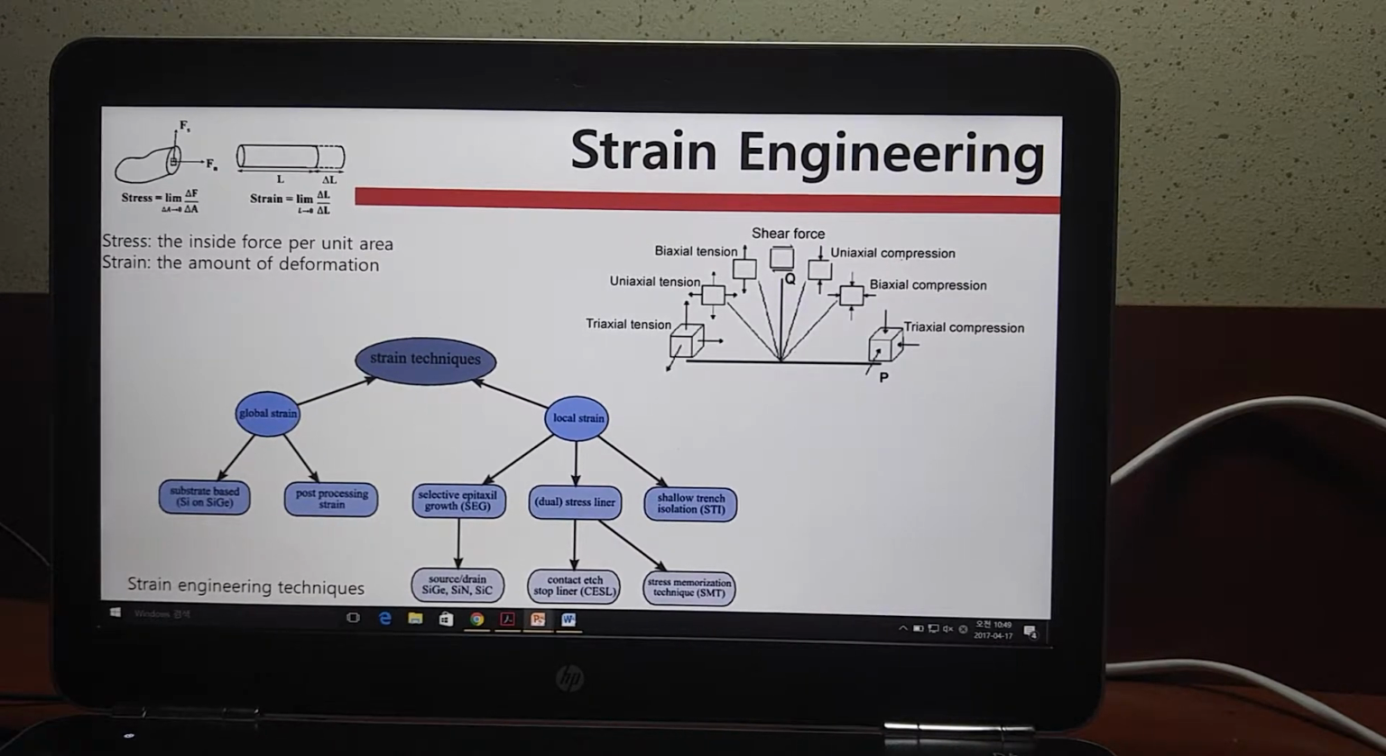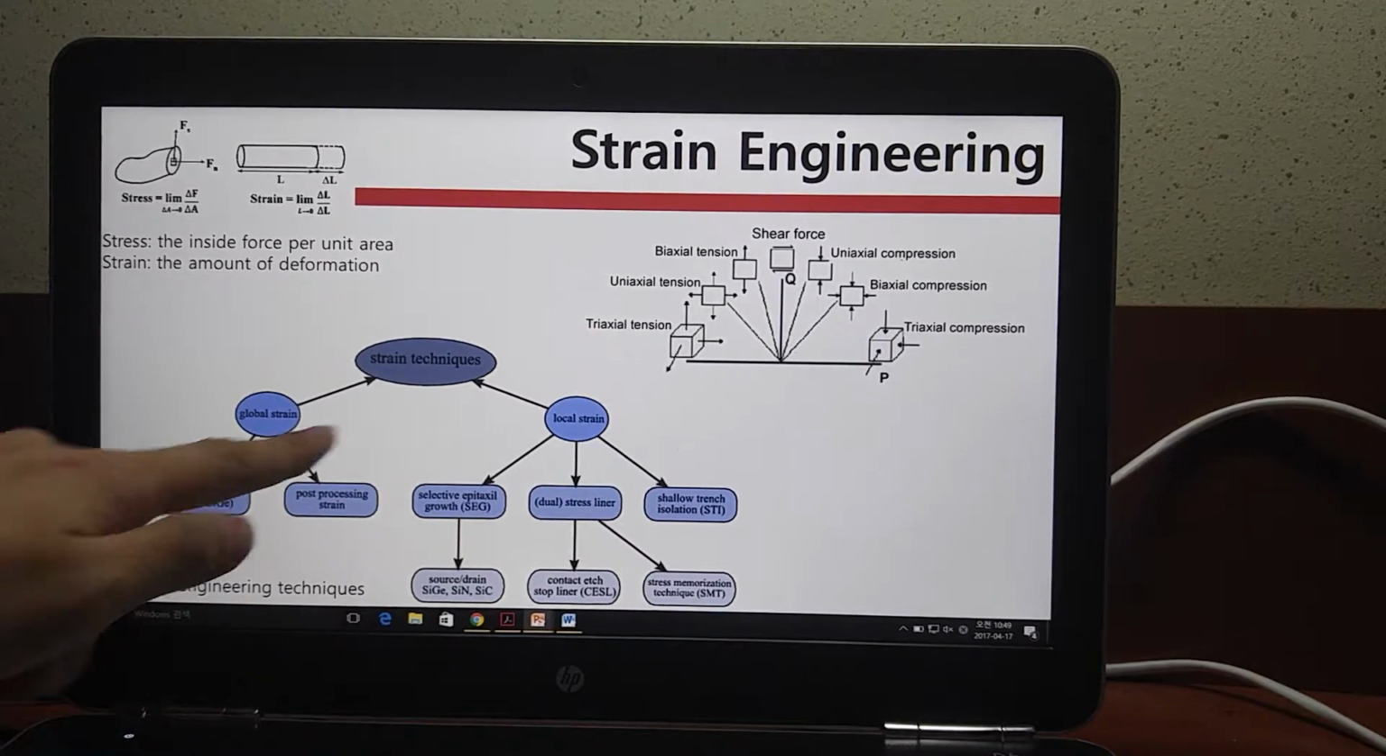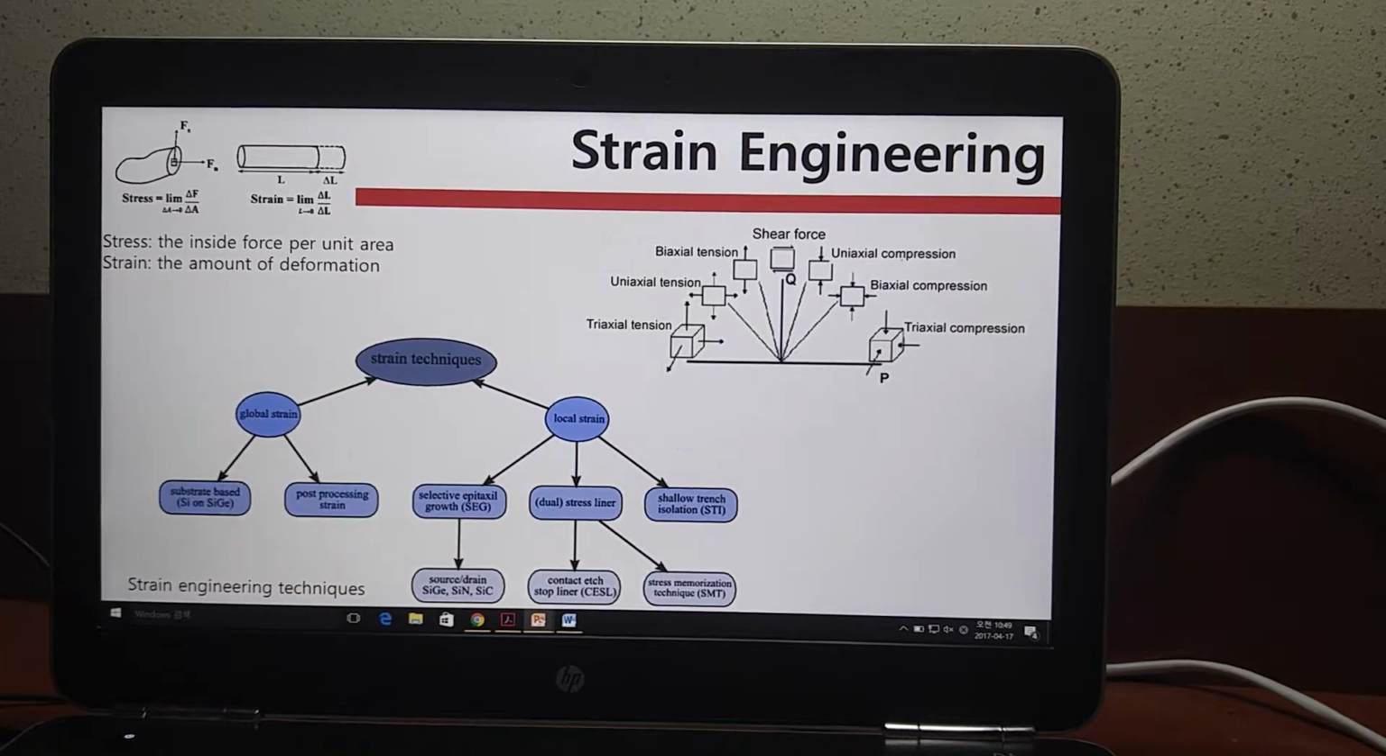For strain techniques, there are two kinds, as you can see in this diagram, which are global strain and local strain. Global strain is a method of giving force to the whole wafer, and local strain is a method of giving force to each individual device.